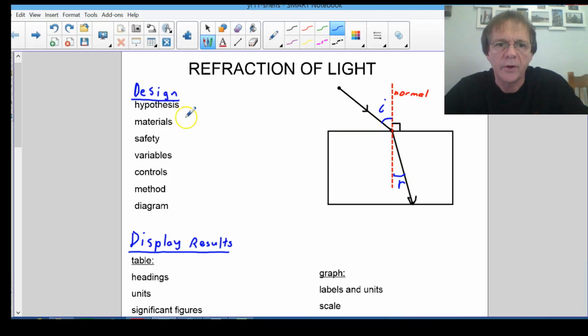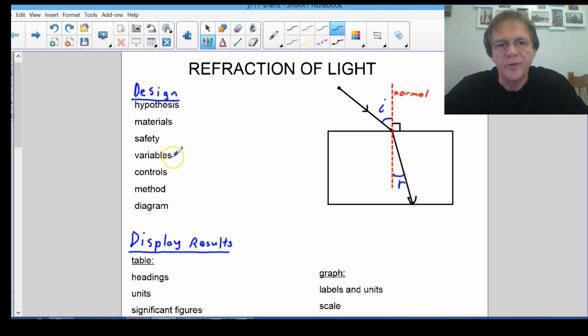So when you do your design, you should come up with some sort of hypothesis about what you think the relationship is going to be between I and R's angles. Some people have said that I would be proportional to R, but any hypothesis will be okay. Then you list the materials that you used. You talk about the safety concerns before you start the practical, so you're aware to do this safely and maybe take some steps, and you put that into sentence form.